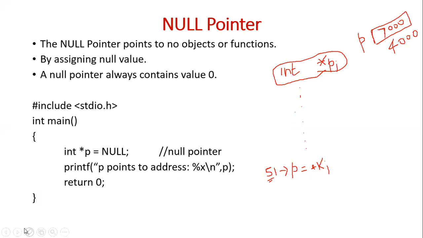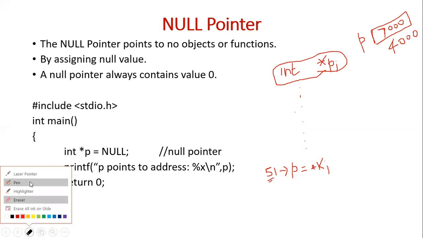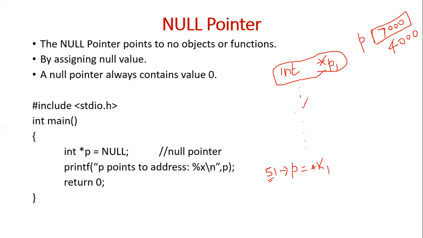Or say he is writing star p, that is the value at p, is equal to star p plus 10. What does it mean? It means that he is asking to add 10 to the value at the location pointed to by the pointer.